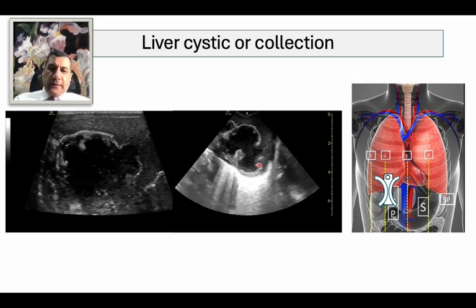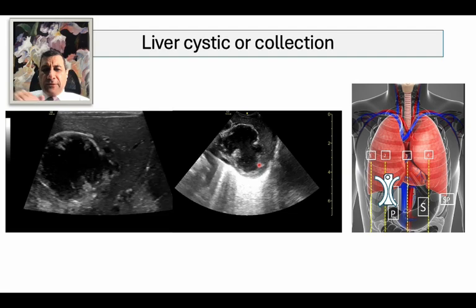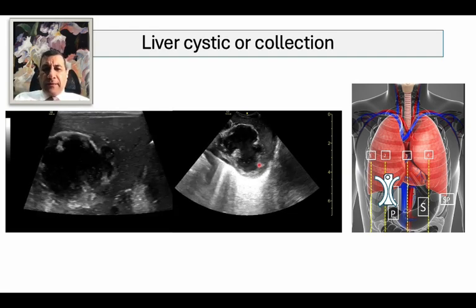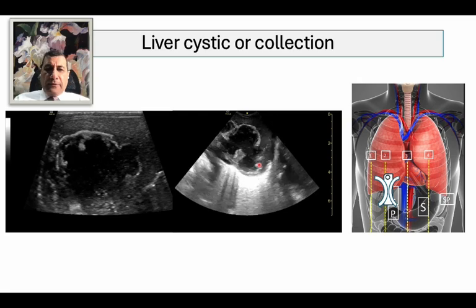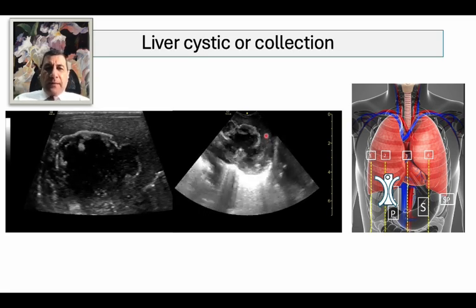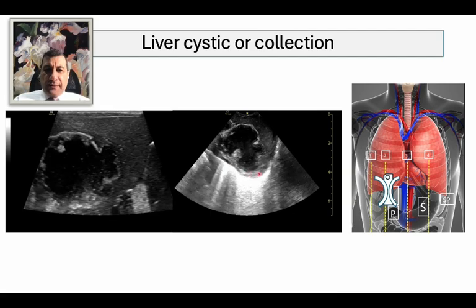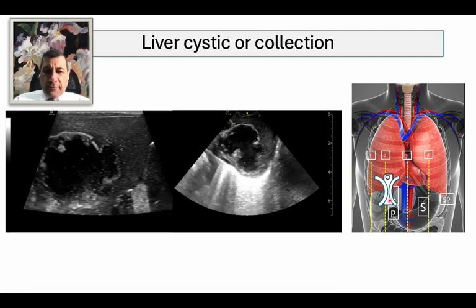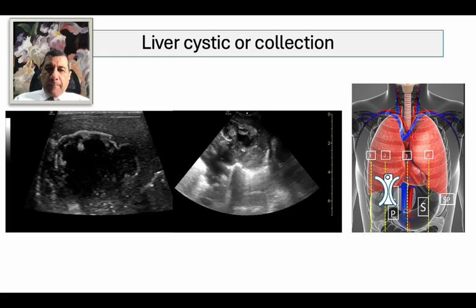This premature infant had an umbilical venous catheter during the first few days of life with extravasation of the TPN, and this TPN converted later into this abscess. So there's a liver abscess making cystic changes inside the liver. Again, the probe position, as you can see in the image, is similar to the previous slide.